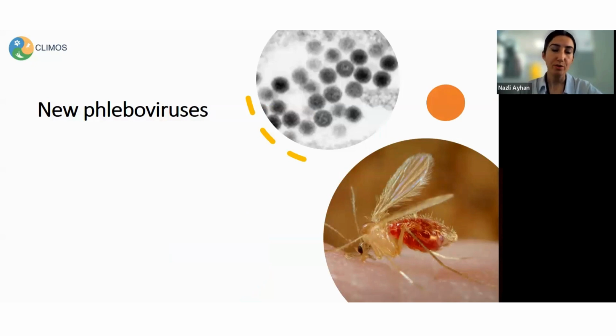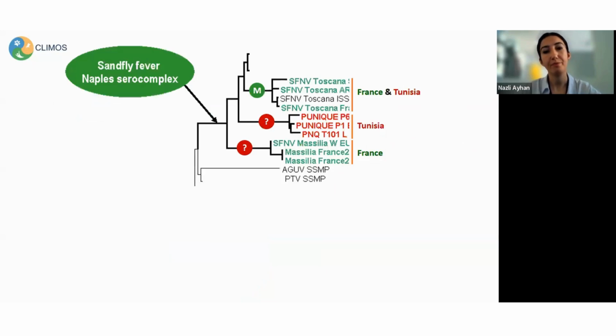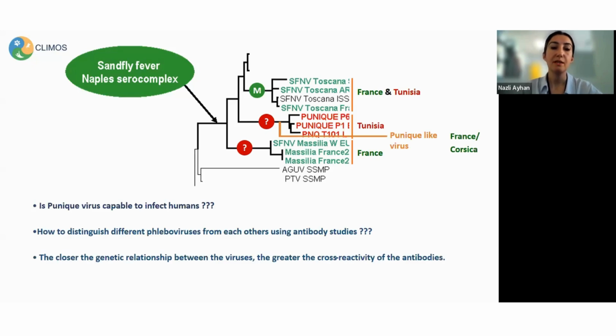So I'm going to talk about some real studies to have examples. Recently, one Phlebovirus has been identified in Sandflies in Tunisia, which was closely related to Toscana virus, which raises the question: is Punic virus capable of infecting humans or not?